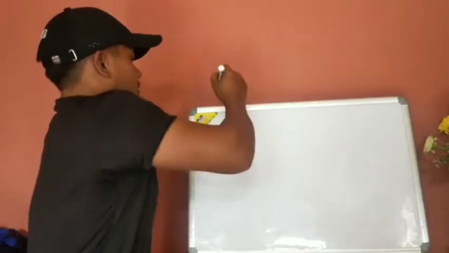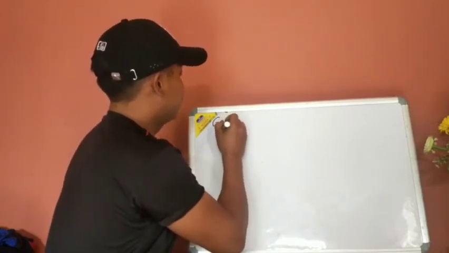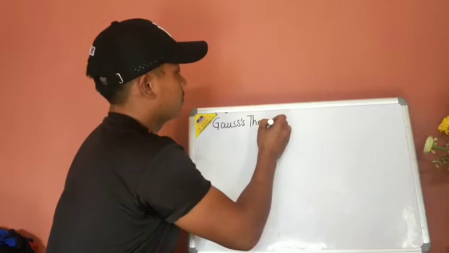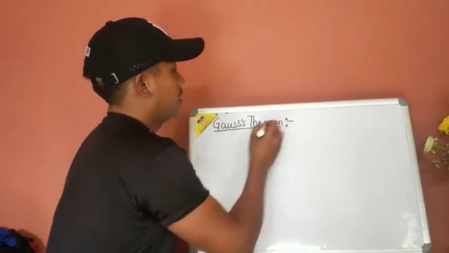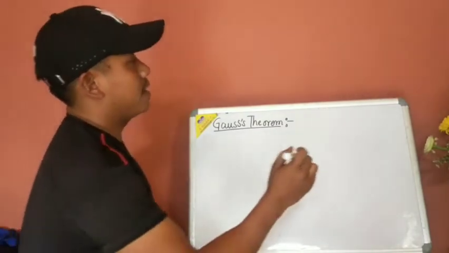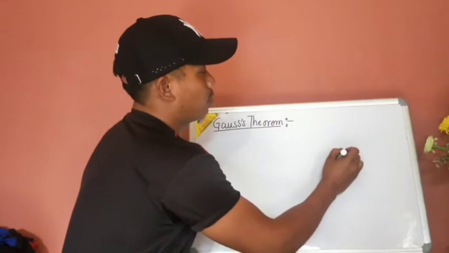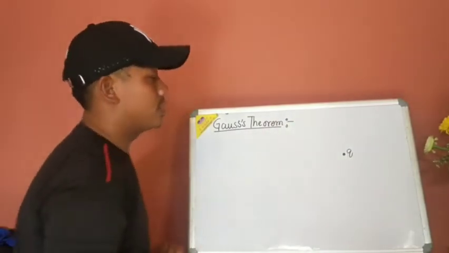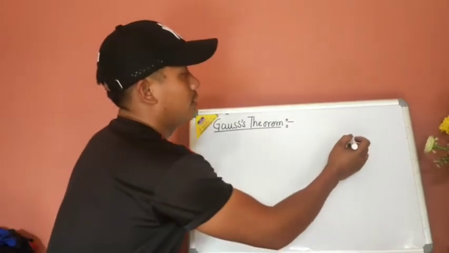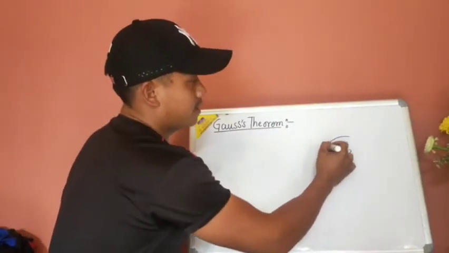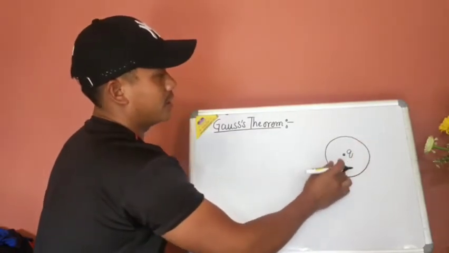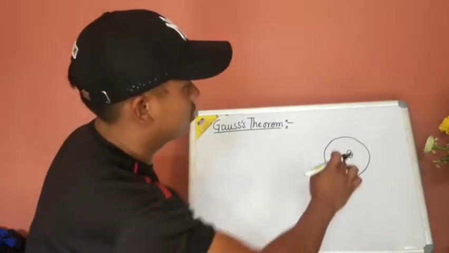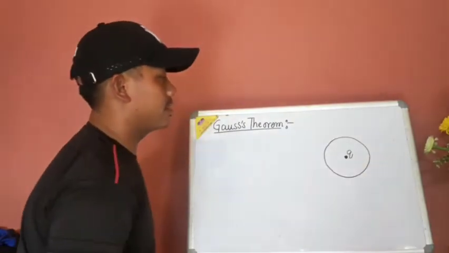So let us begin the class with Gauss's theorem. According to this theorem, when you have a charge, let us say Q, it may be one point charge, or two or three, it doesn't matter, but for the time being let us say only one point charge Q is there. Then over this charge there is a surface, let us say a spherical surface, and at the center there is a charge Q.